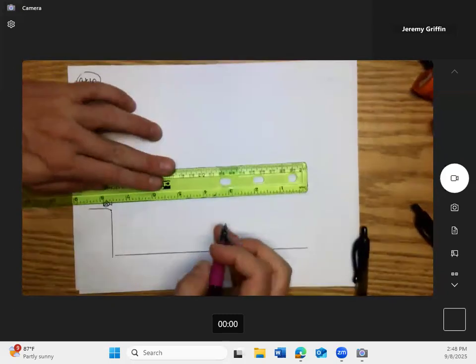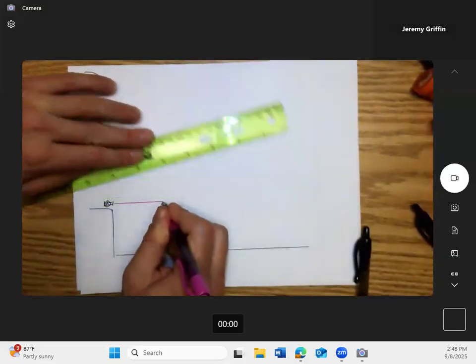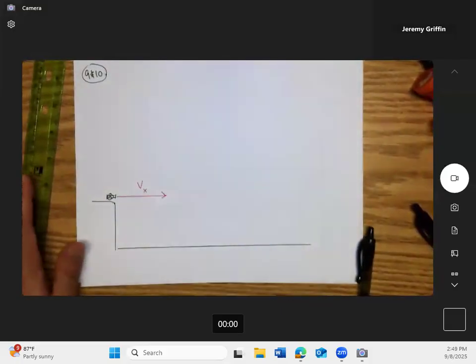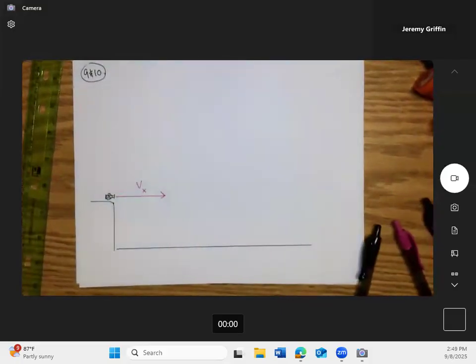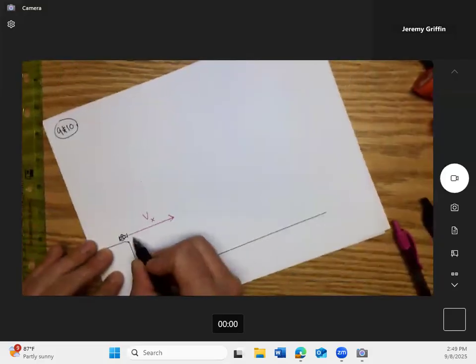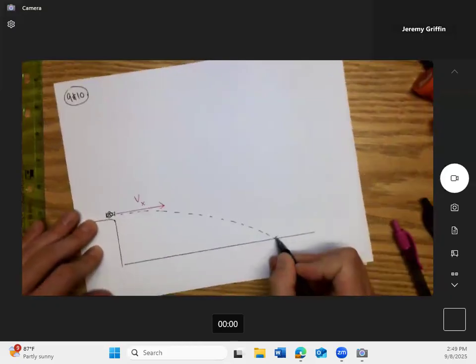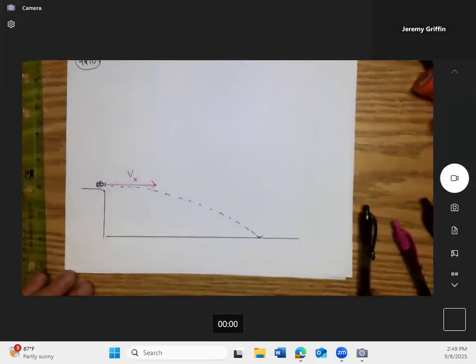So I'm going to blast the ball straight horizontal. I'll call this V sub X, the velocity in the horizontal direction, which I did give to you guys. You guys have that number. And this ball's going to maybe land way over here, like that. Yeah, that's the basic premise.